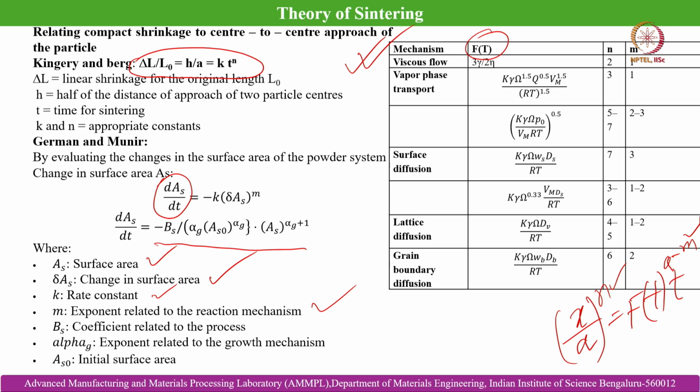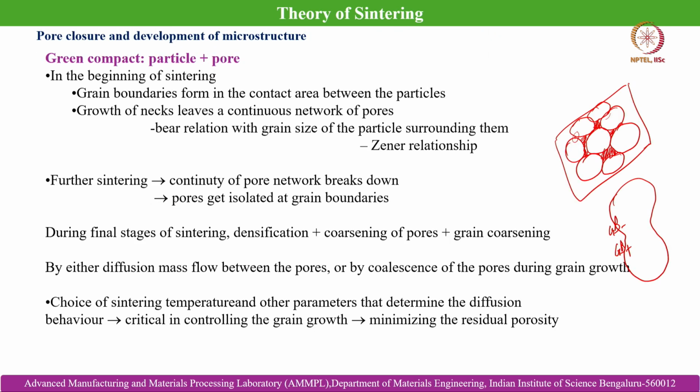So that is what we are discussing again for your ease of understanding. So, here you can see the growth of neck leaves a continuous network of pores and a relation with grain size of the particles surrounding them, which is termed as Zener relationship.